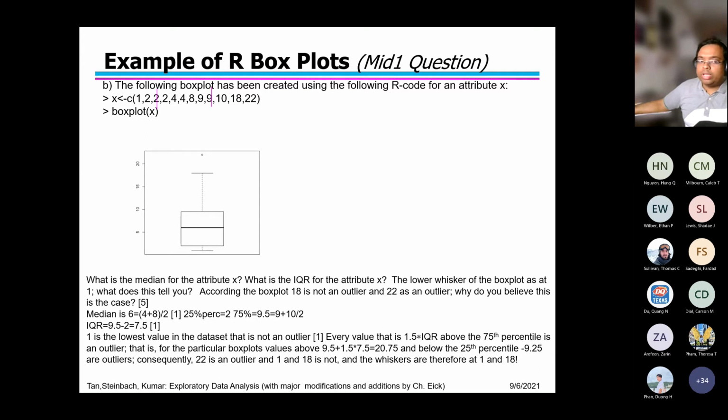So all you need to know is how to calculate your median. You need to know how to calculate the interquartile range, which is essentially the size of the box that you see here, and then how to find out how to position your whiskers and how to plot your outliers. So you'll need to look into that. It shouldn't be too difficult.